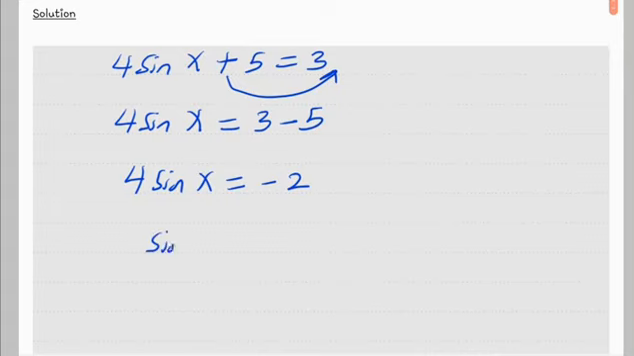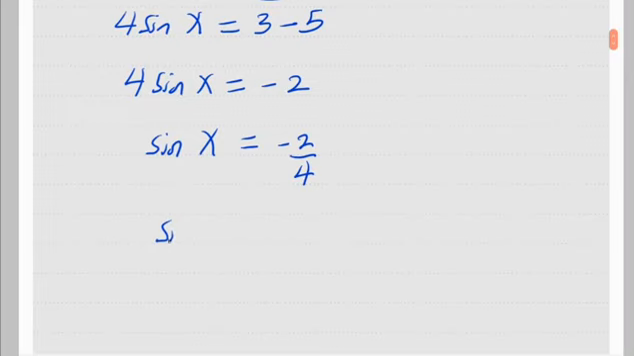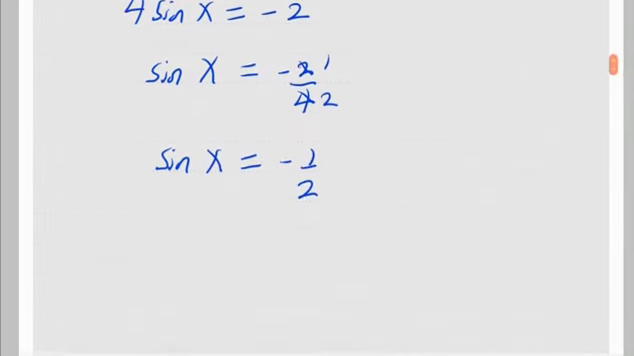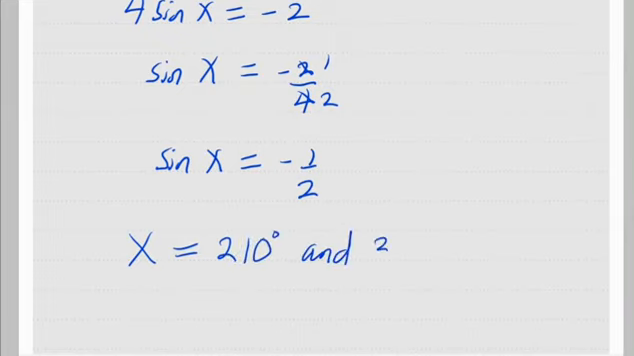So sine x, if you divide both sides by 4, you have minus 2 over 4. Then, if you reduce minus 2 over 4 to the lowest form, 2 in 4 will give you 2, you are going to have minus half. Now, sine x equals minus half. This looks like our first example. So I'm just going to write the answer. So x will be equal to 210 degrees and 330 degrees.